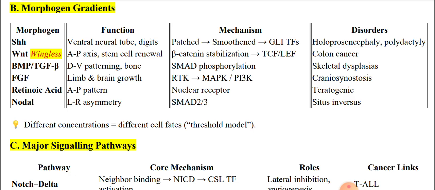Failure in the nodal pathway can lead to conditions like situs inversus, where the arrangement of the internal organs is a mirror image of normal, or even more complex randomization of organ placement called heterotaxy. It's a fascinating example of how development creates not just pattern, but specific 3D organization.